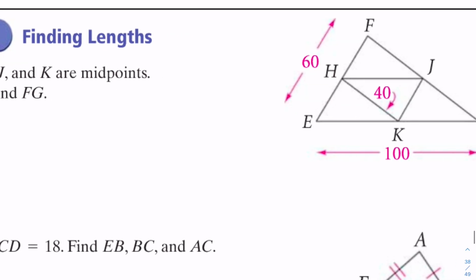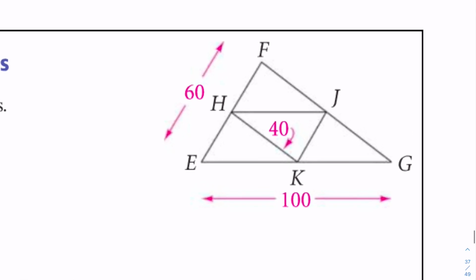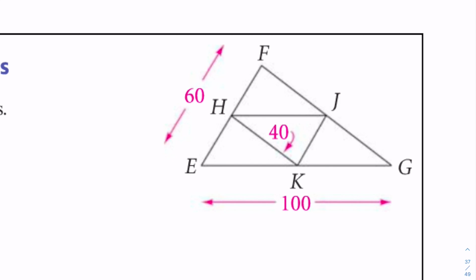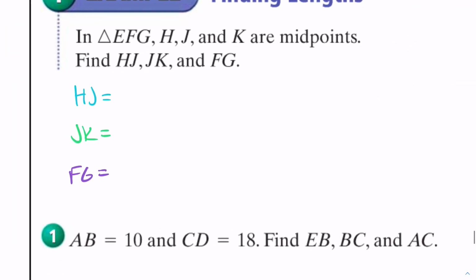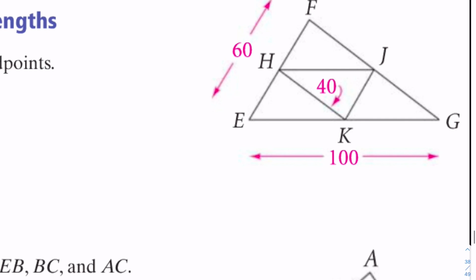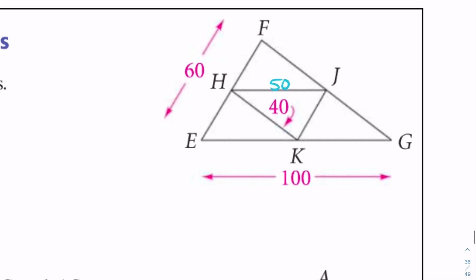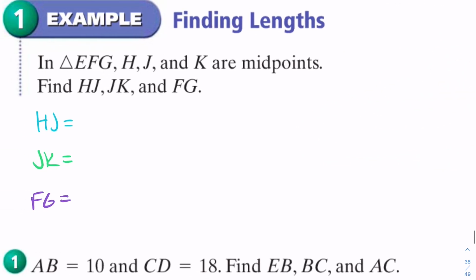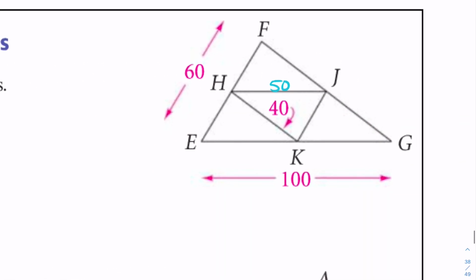So HJ is this one right here, which is going to be half of this one right here. So EK is 50, KG is 50, HJ is also 50. And again, the reason why is we're dealing with midpoints, so HJ is 50. Take a look at this one. JK is going to be half of this right here. So if that's 60, this is 30.